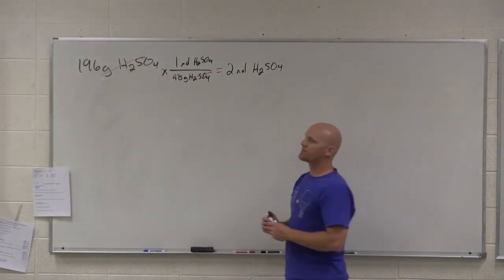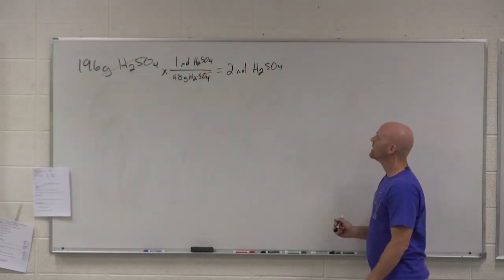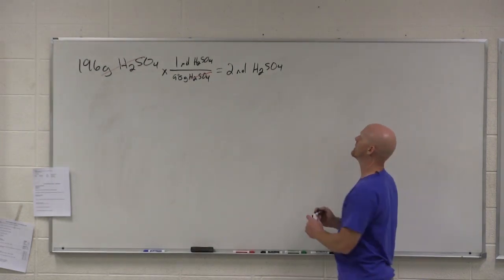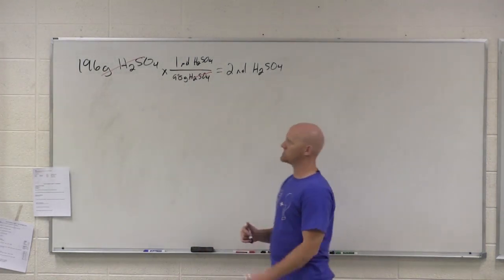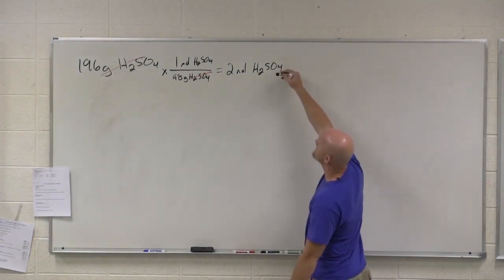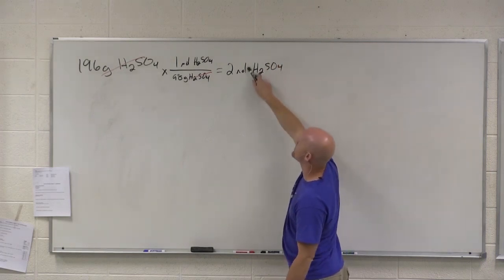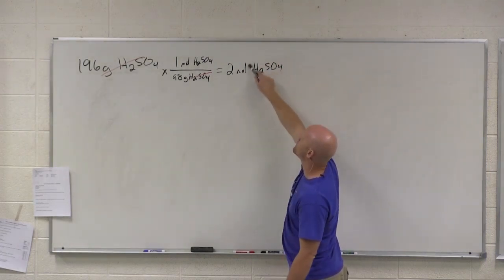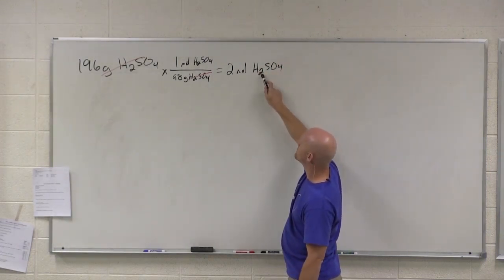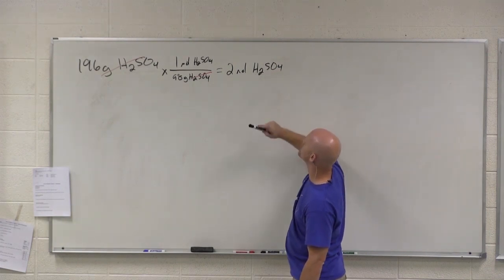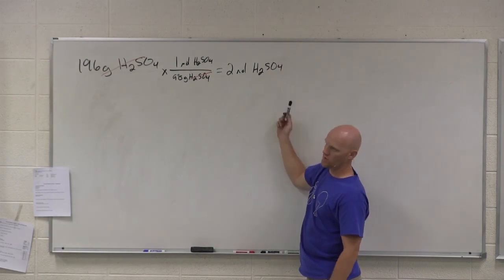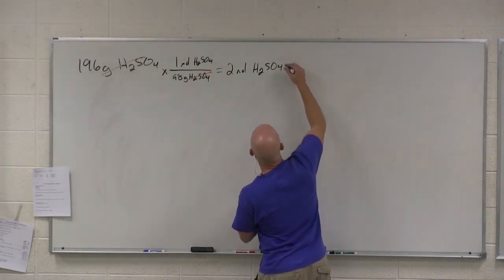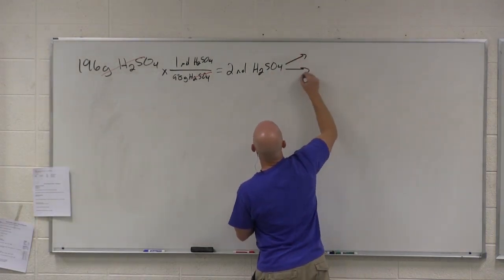Cool. And now that we know we have 2 moles of H2SO4, we can take advantage of some mole ratios here. So again, at the heart of stoichiometry are mole ratios. In this case, when you have 1 mole of H2SO4, you have 2 moles of hydrogen atoms, 1 mole of sulfur atoms, and 4 moles of oxygen atoms. It's a ratio, no matter how you look at it.